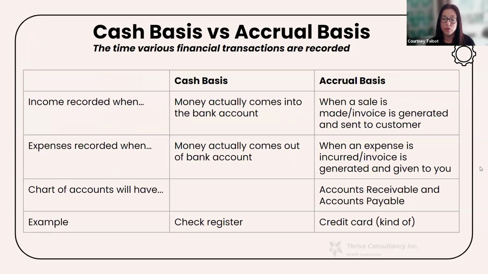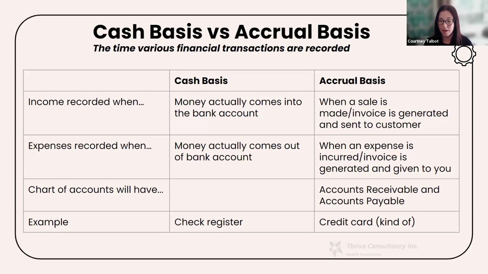Okay, and here's a little table to just further explain these two differences. So notice on the left-hand column, those are the actions and then what they mean in cash basis versus accrual. So again, income is recorded on a cash basis when that money is actually in the bank account. But on an accrual basis, it's when the sale is made or the invoice is generated and sent to the customer. One more time, expenses are recorded on a cash basis when that money actually comes out of that bank account, not before. And in an accrual basis, the expenses are recorded when the invoice is given to you from your vendor.